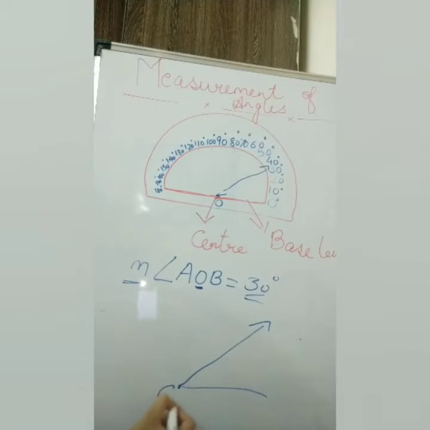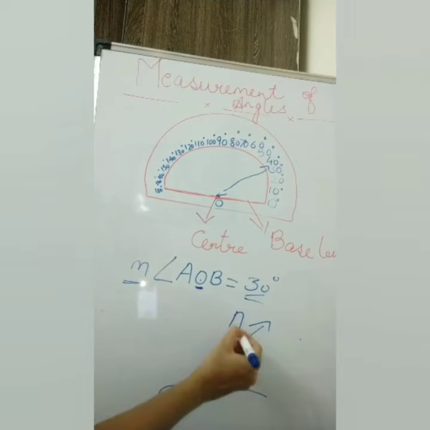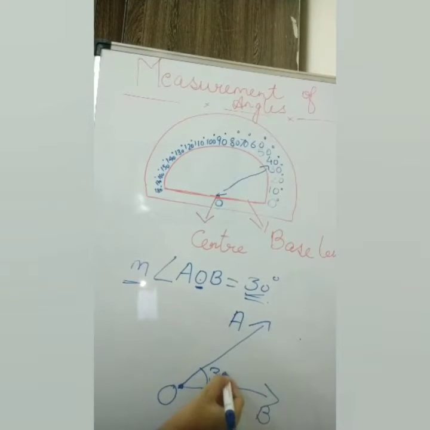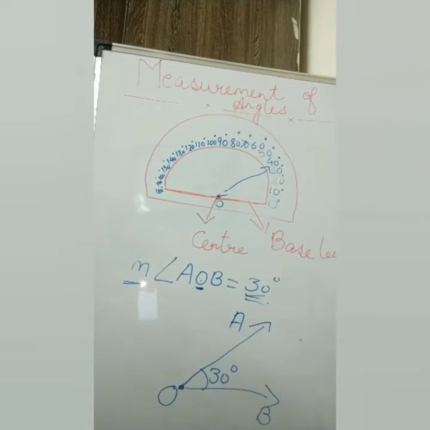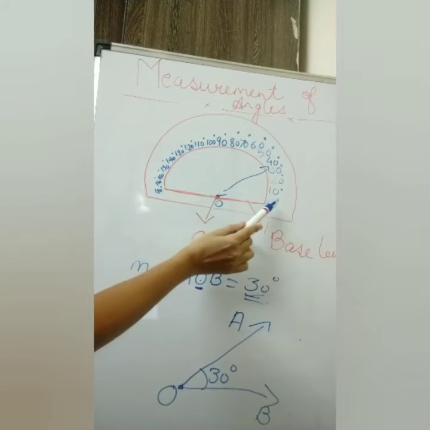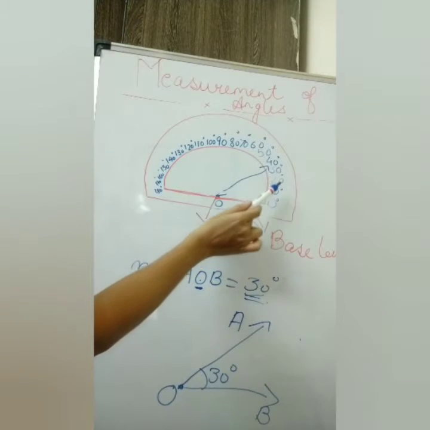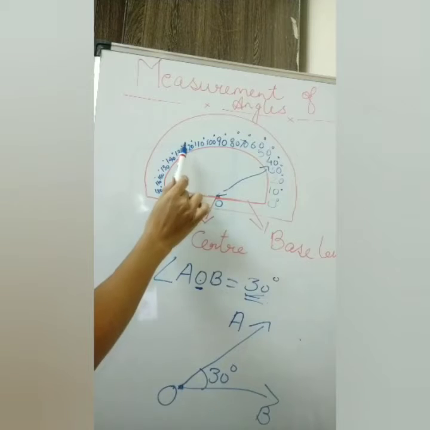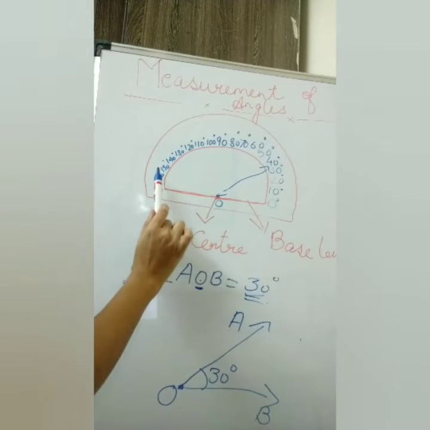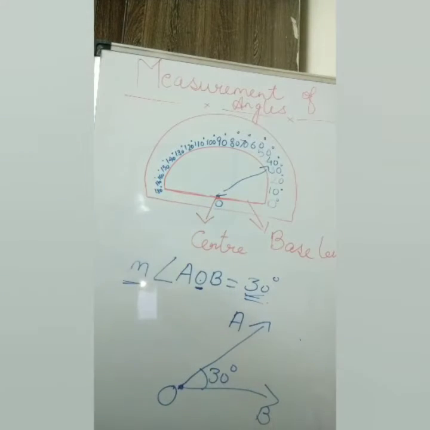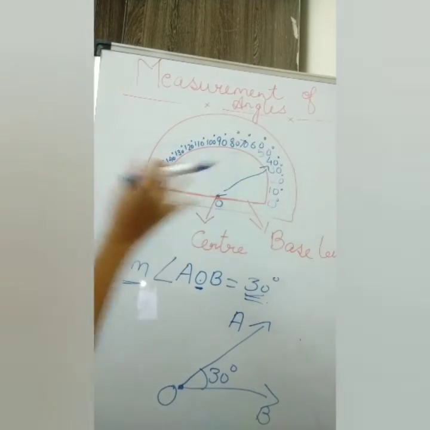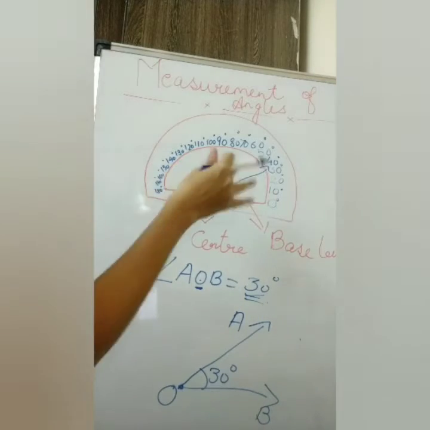So we will write O over here because this is the center, this is the common vertex, A and B, and the measurement is what? 30 degrees. We will write it over here. Like this we will measure. Now it will start from 0, then 10, 20, 30, 40, 50, 60, 70, 80, 90, 100, 110, 120, 130, 140, 150, 160, 170 and 180. This is one side. There are two sides. One more side is there, but we will follow this side. That is why I have written like this.